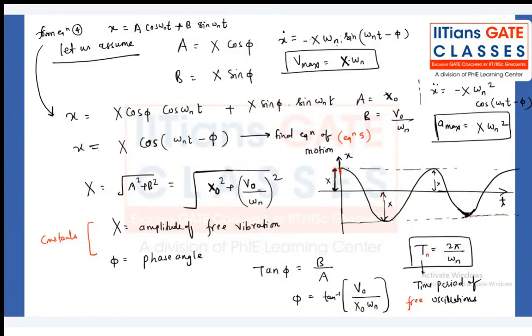If you differentiate, x dot, you will get this equation number 5. If you differentiate equation number 5, you will get x dot. And whatever is attached with the sine or trigonometric function is always set to its maximum value. Now it is a velocity, so the maximum velocity is X into omega n. If you differentiate further, you will get the maximum acceleration, X into omega n square. Again, I'm telling you, it all depends on the different boundary conditions.